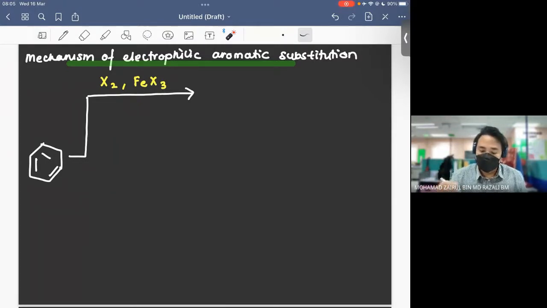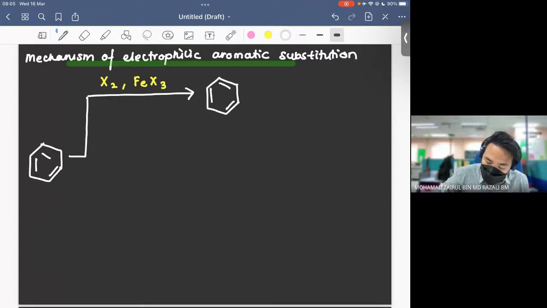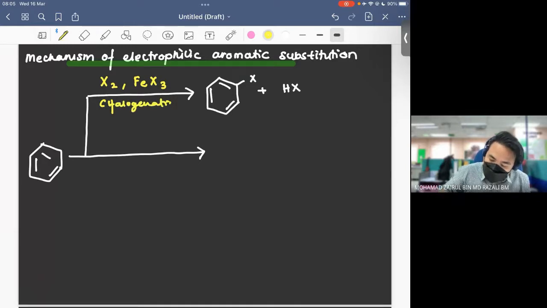Okay, so Lewis acid ni dia ada 2 function. First, kita nak polarize bond, and then lagi satu kita nak act as a catalyst. So what is going to happen is we are going to substitute one of the hydrogen with halogen, with hydrogen halide as our byproduct. So yang ini adalah halogenation.